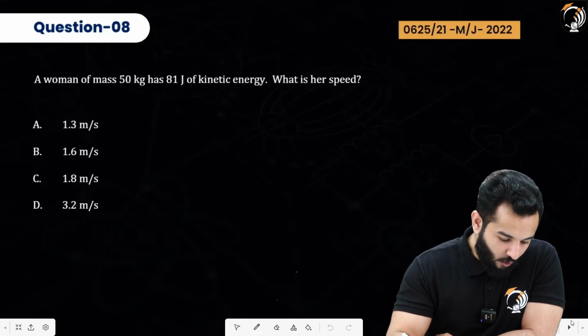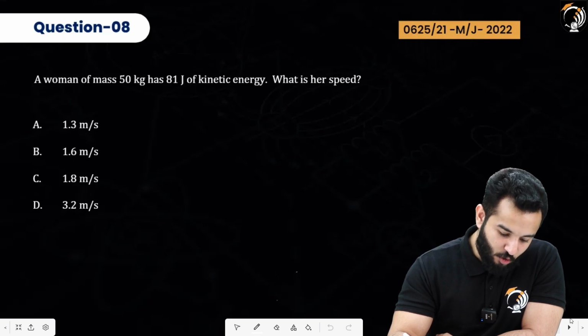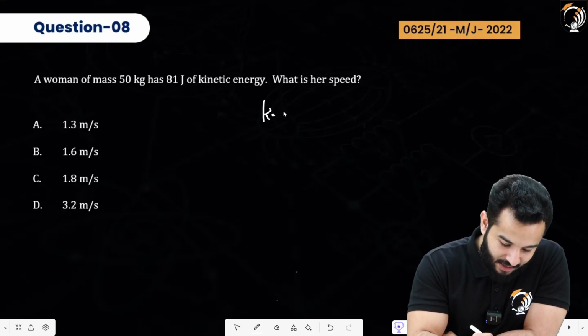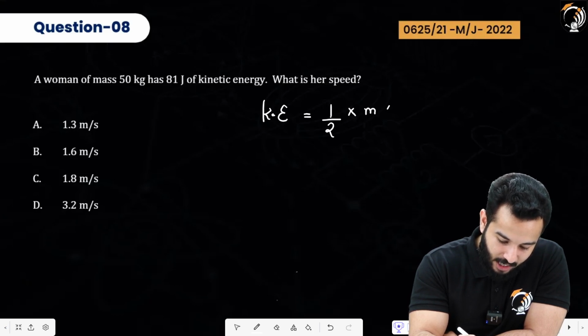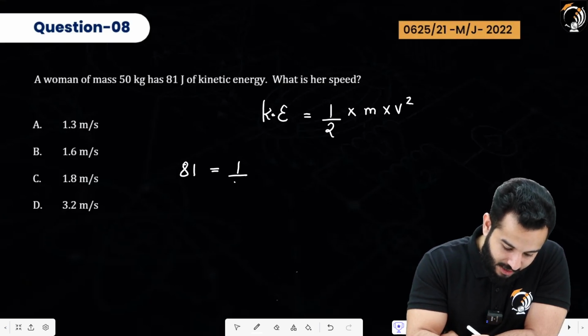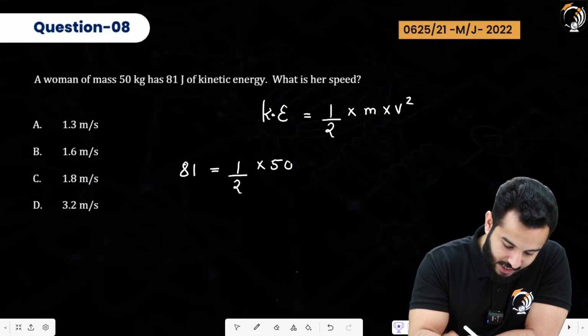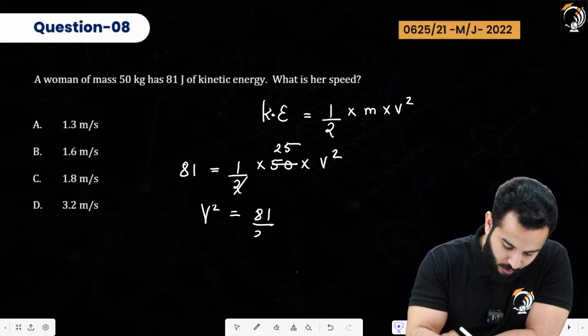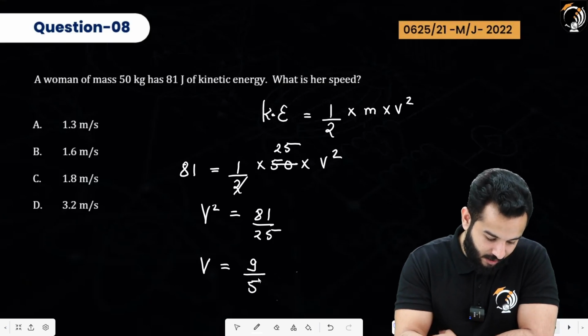Moving on, a woman of mass 50 kg has 81 joule of kinetic energy. What is her speed? We know that kinetic energy is nothing but half mv square, that means half times mass times the square of speed. Now kinetic energy is 81, mass is 50 kg, everything is in SI units, times v square. So half of 50 is 25. So v square is going to be 81 over 25. You can find it using your calculator, although v is going to be 9 over 5.